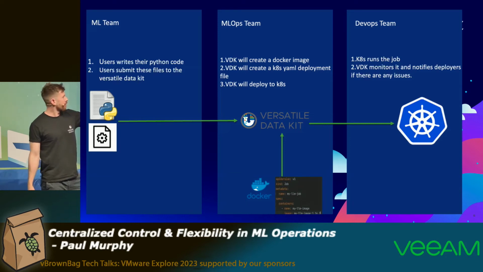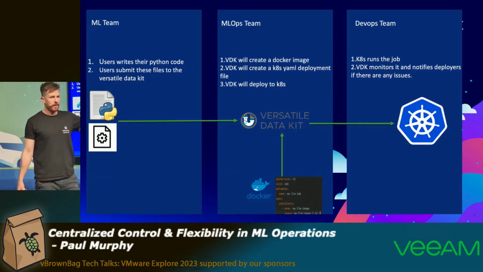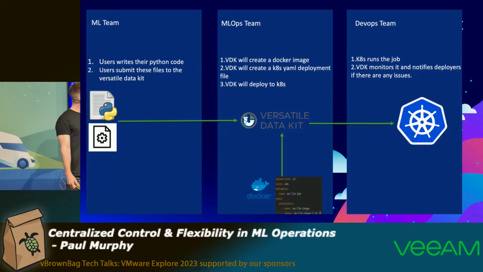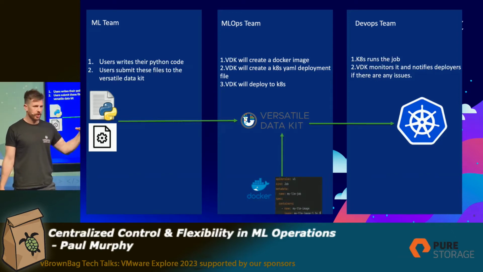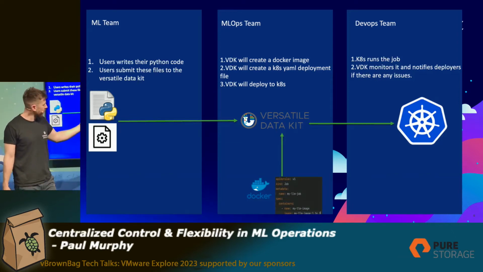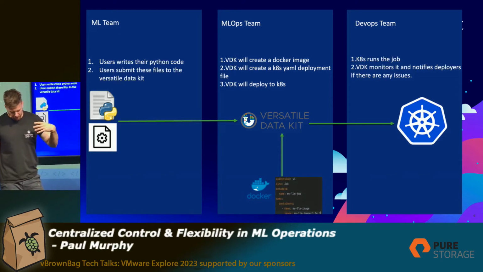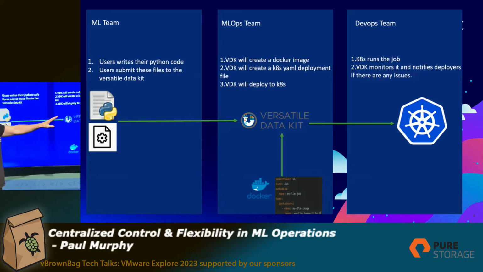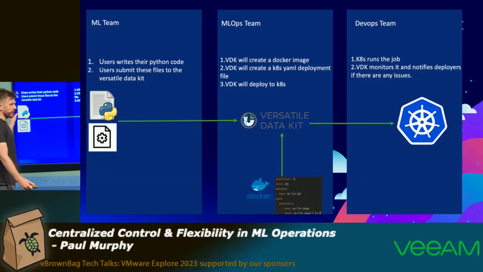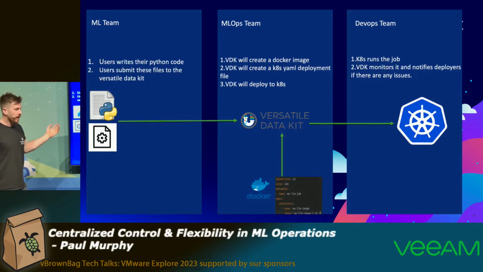Then, obviously, Kubernetes is responsible for running the jobs. But all the while, Versatile Data Kit is monitoring the job. It will handle reporting metrics into different systems about the health of the system. And also, if for any reason there's a failure or a success, the original deployer of the job can subscribe for notifications.